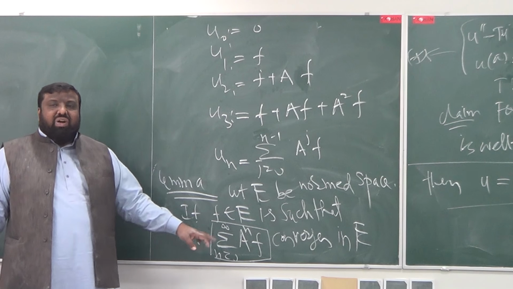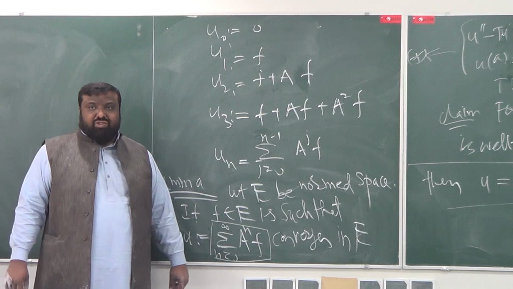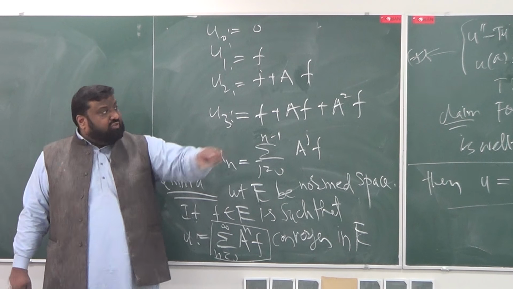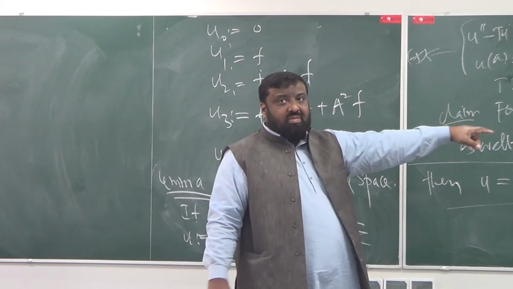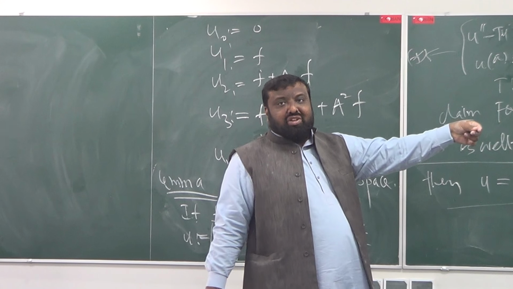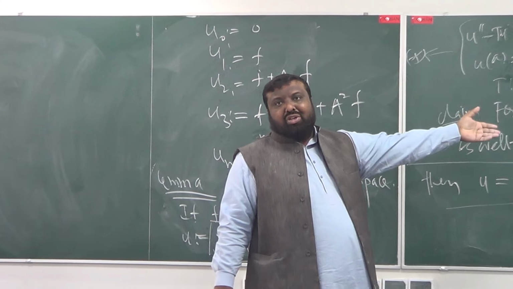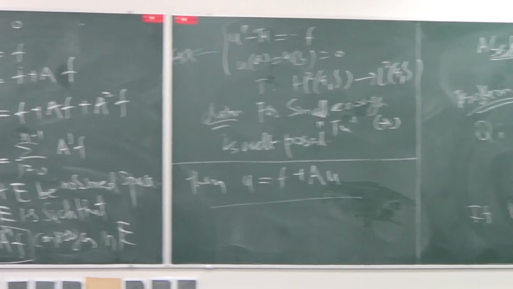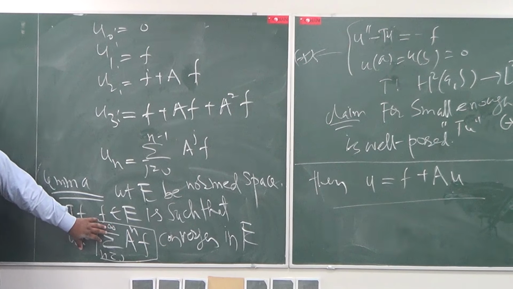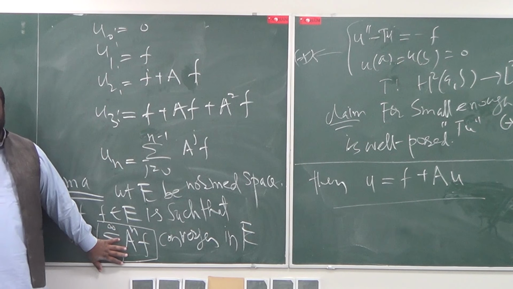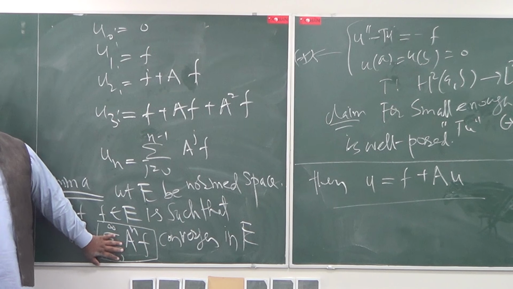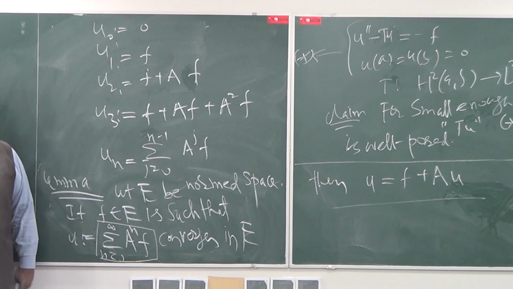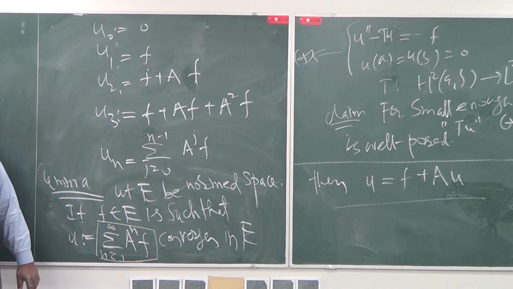So you see, what are the inputs of the series actually? For the inputs you need the operator A, which you already have from the problem. And you need F, which you also already have from the problem. So you are using that F and A, you are creating a series. And you are saying that if this series is convergent, you have a solution of the problem. Okay?